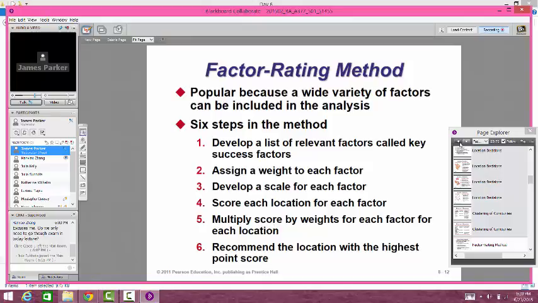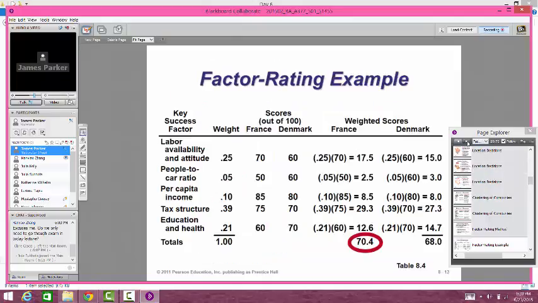Factor rating method. There will be a factor rating method question on the homework, so you'll get a bit of an explanation of it. But factor rating method is a great tool to use for any sort of proposal. Anytime you have to explain something and you're looking for some guidance. Develop a list of factors, assign a weight, scale, score each location. So we'll look at an example here. It'll all make a lot more sense.